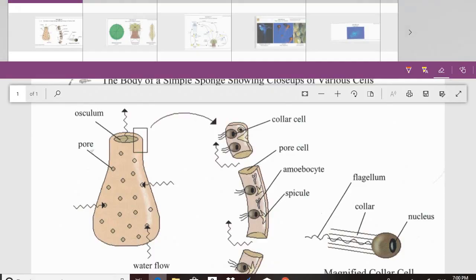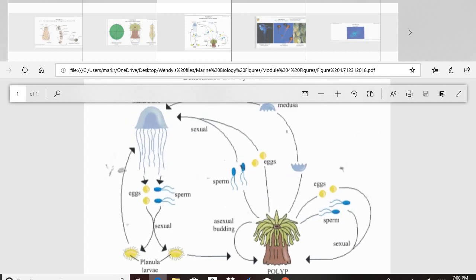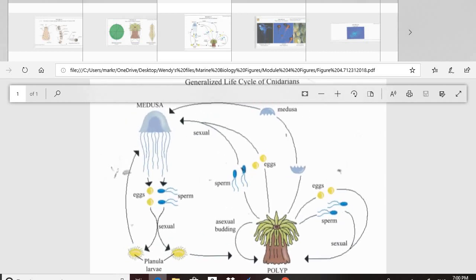Let's look at a picture of this. I guess I don't have pictures of the reproductive cycle in a sponge. Okay, so that is going to do it for phylum Porifera, which comprises the sponges.